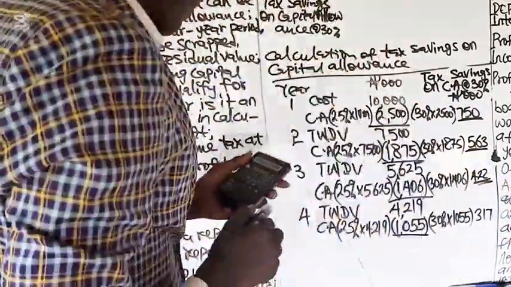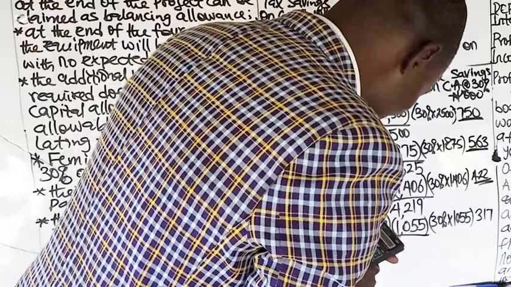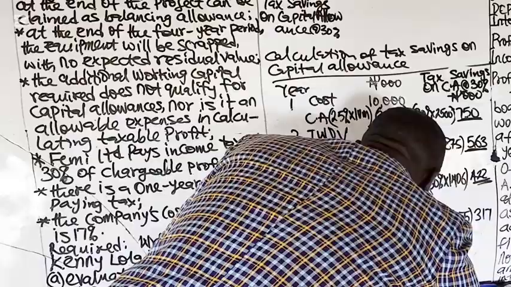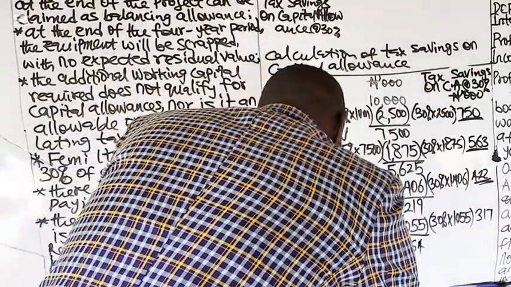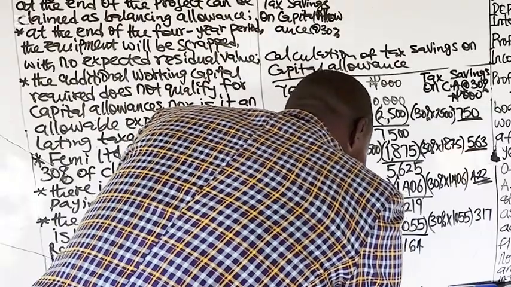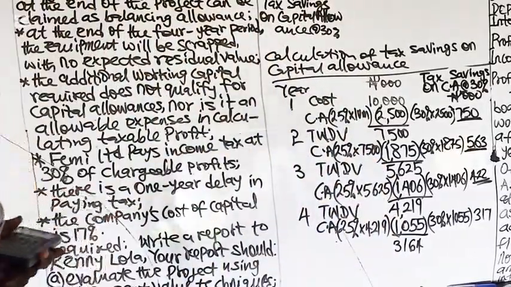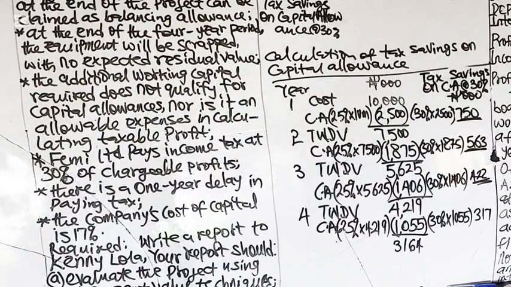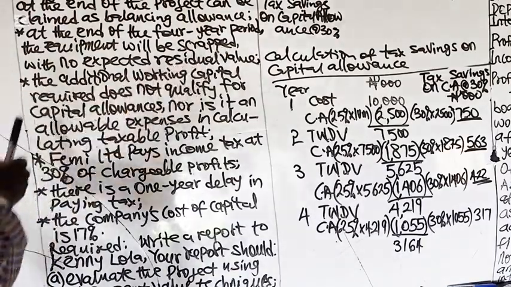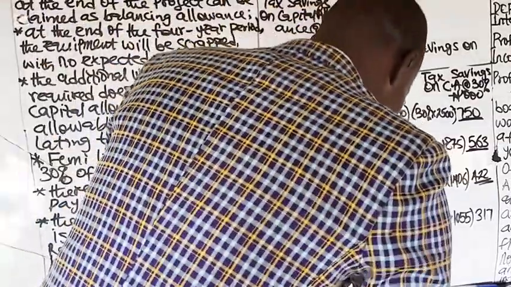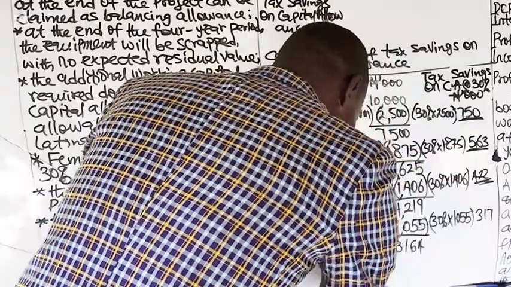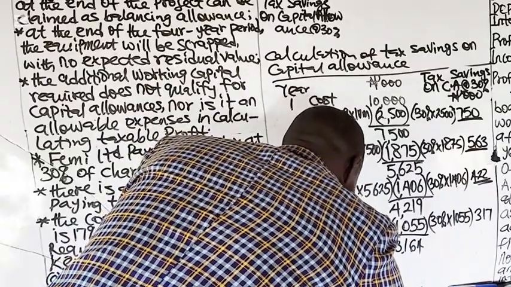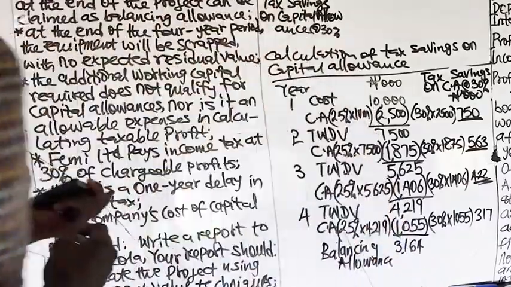So, the project lasts for 4 years. 4,219 minus 1,055, then you have 3,164. Now, this ought to be the tax written down value. But what is the proceed? You were told these assets have a nil residual value, no expected residual value. The equipment will be scrapped with no expected residual value. So if it doesn't have expected residual value, that means the residual value at the end of the project life, which is year 4, is nil. So if it is nil, then this will be balancing allowance. So that is the balancing allowance.